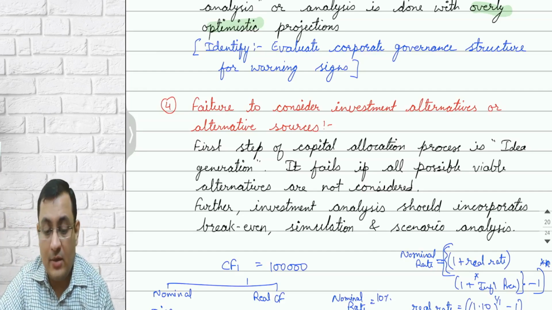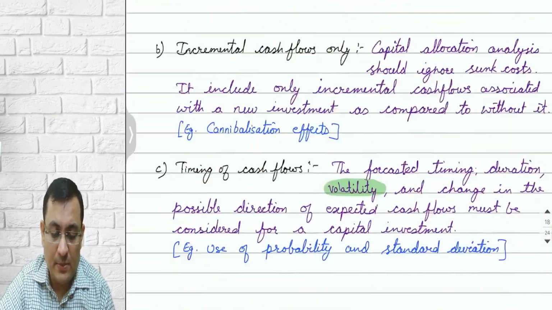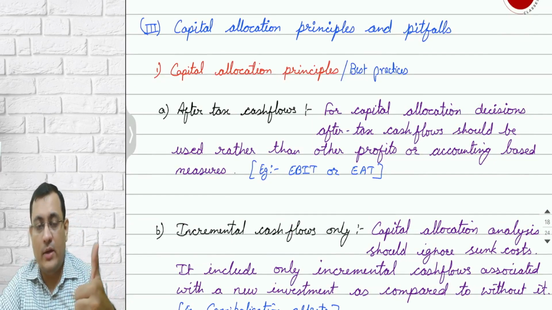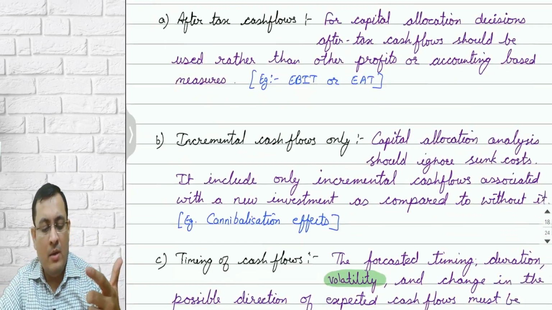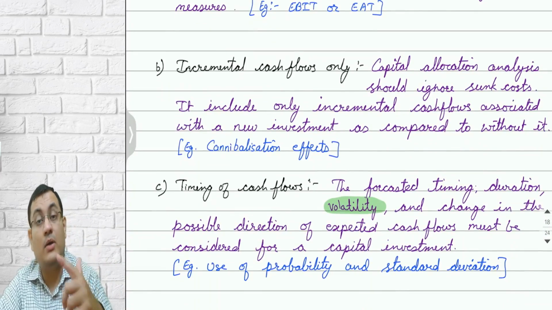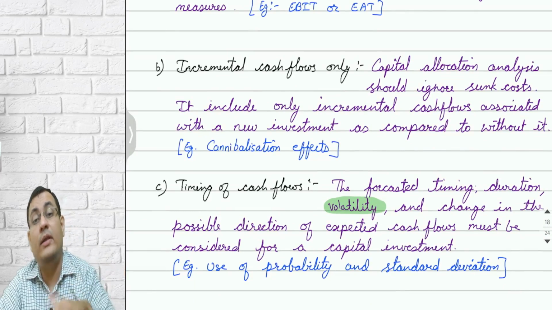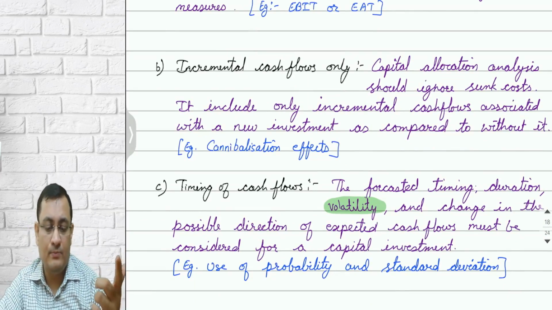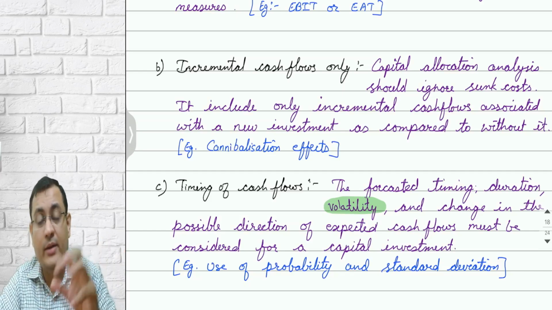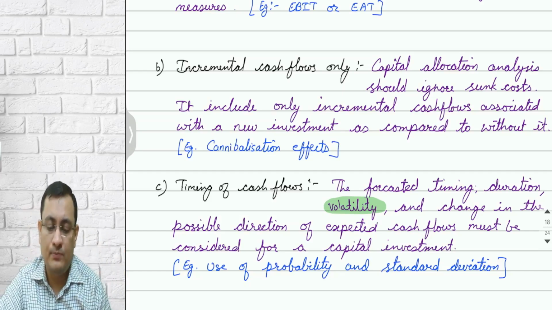So what are the three best principles? The three best principles are: number one, we should consider after-tax cash flows, not the accounting numbers, profit numbers, GP, NP or EBITDA. Two, we should be considering incremental cash flows, not the sunk cost, but all the incremental cash flow, including the cannibalization effect if there is any. Third, timing of cash flow should be considered along with its volatility, that is probability and risk.